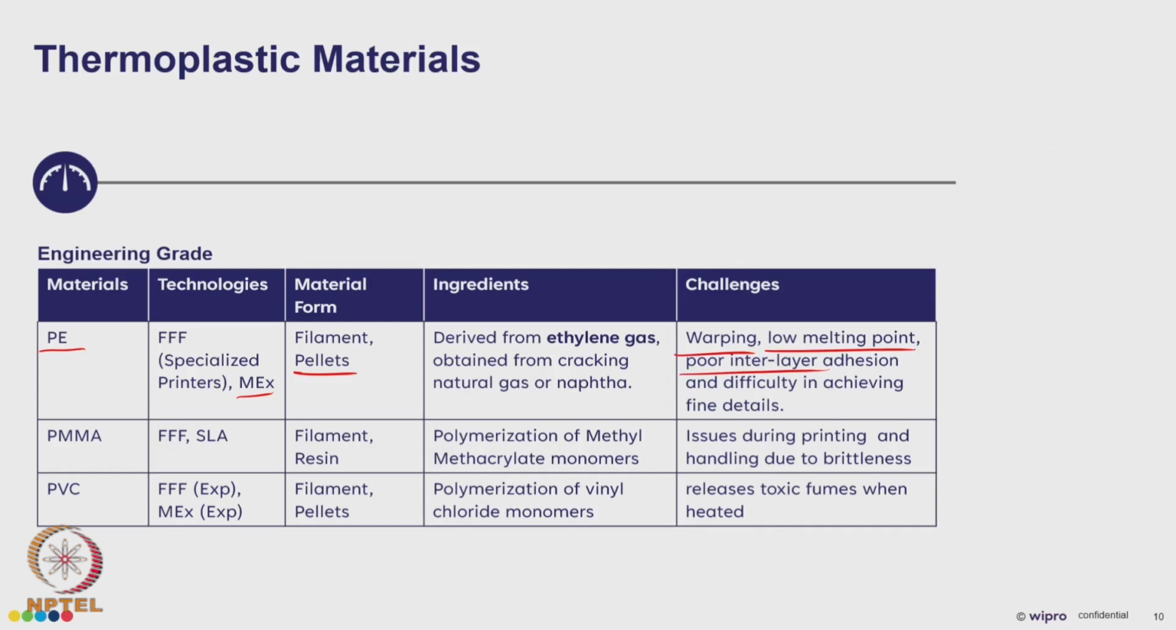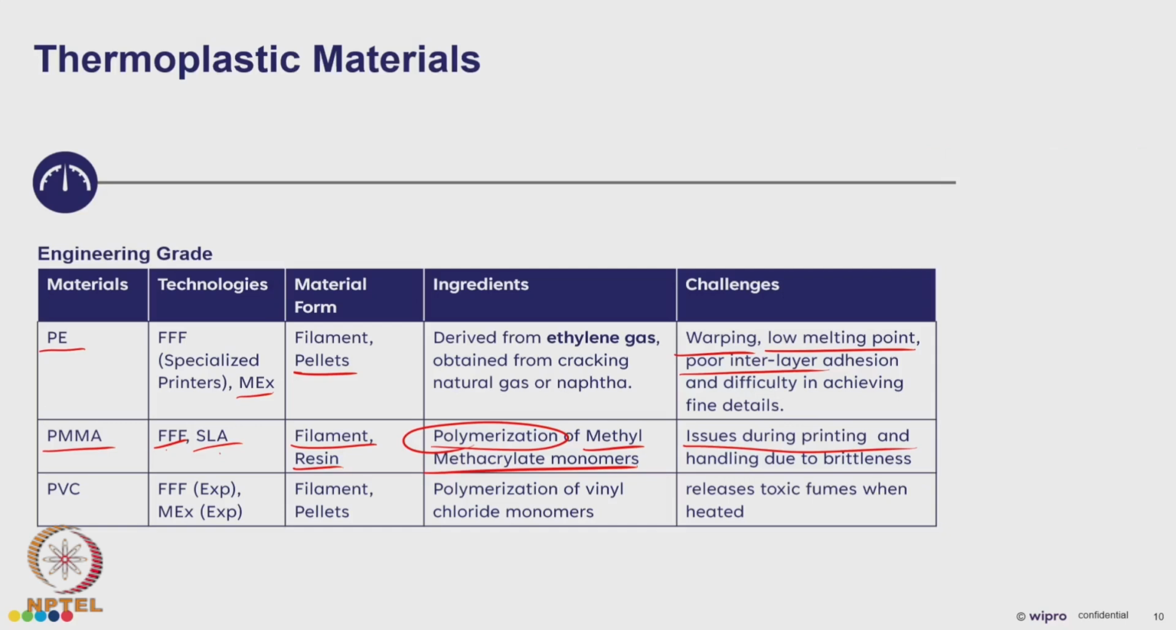And the next material here is polymethyl methacrylate. For the technologies here, in FFF we use filament, and in the case of SLA we use resin. Here the methyl methacrylate monomers are already polymerized for FFF technology, but in the case of SLA technology the polymerization reaction itself takes place during the SLA process. And here we have issues during printing, like it's brittle, so it might easily break.